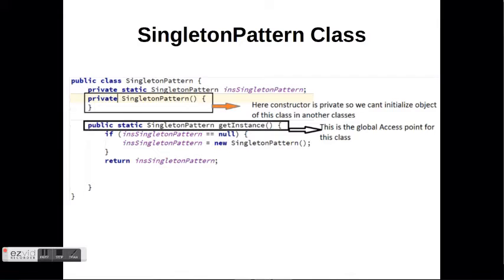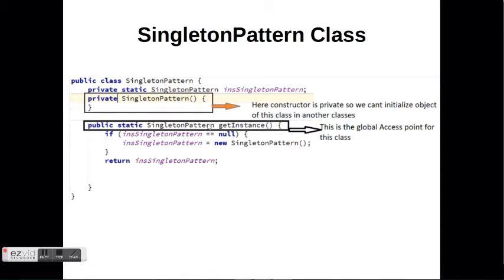Next I have to explain in the form of code. Here you can see singleton pattern class. The access specifier is public and the class name is singleton pattern, and one static variable I created, and the name of this variable is in singleton pattern. Now we have one constructor that is private. Here one main point is the constructor is private, so we can't initialize the object of this class in other classes. So that's how the singleton pattern is created. In this form the singleton pattern is created.